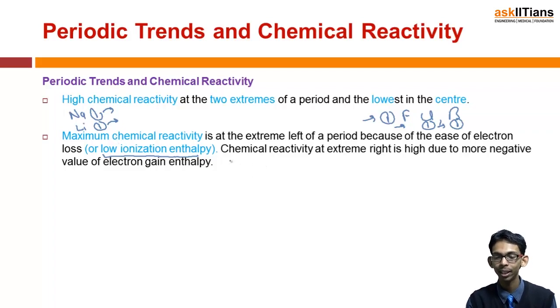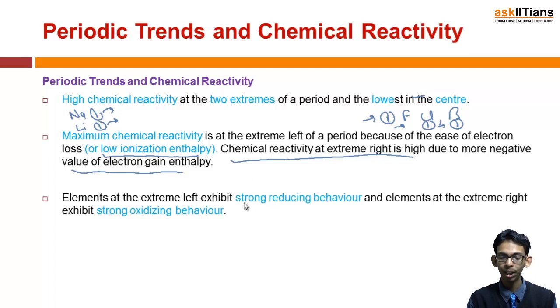On the other hand, the chemical reactivity at the extreme right is due to a more negative value of electron gain enthalpy. That means they have very high electron affinity. They require only one electron. They are extremely small in size, so they will highly attract an electron. They will very easily accept an electron, and they will release a large amount of energy after accepting the electron. So they have a high negative value of electron gain enthalpy or high electron affinity.